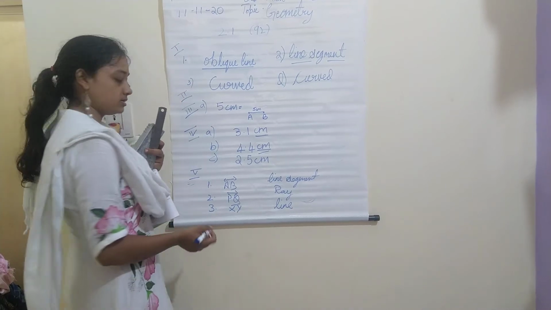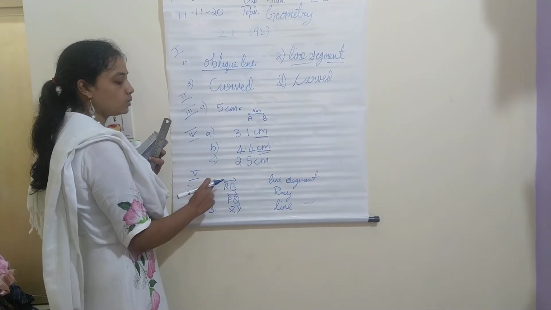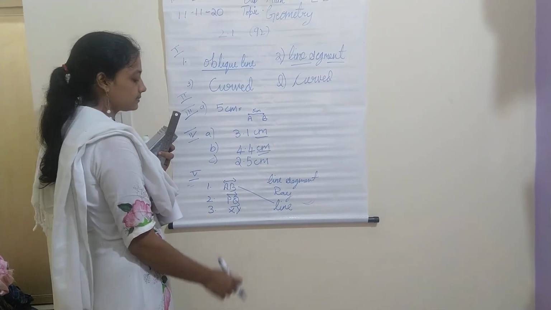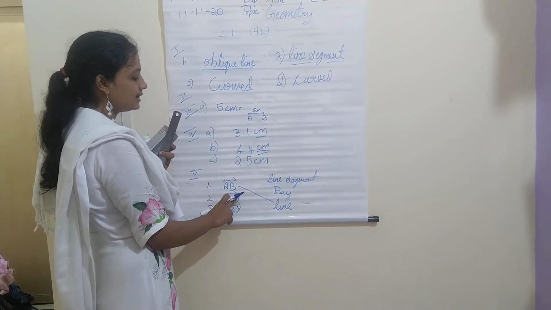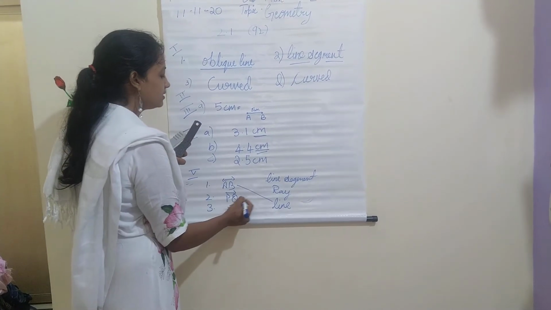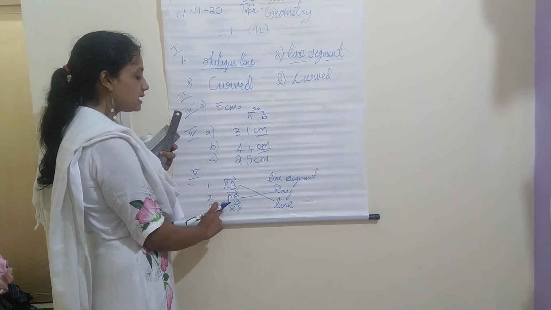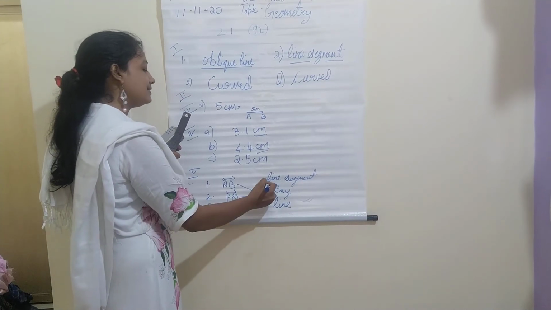So let's match it. AB is a line because it has an arrow mark on both the sides. So match it to line. PQ is a ray. You can see a one-sided arrow mark. So it is a ray. XY doesn't have an arrow mark on both the sides. So it is a line segment.